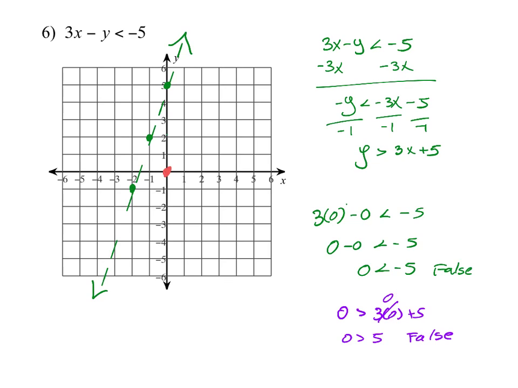Right, so that means that I'm going to shade to the opposite side. Let me use the same color. I'm going to shade to the opposite side.